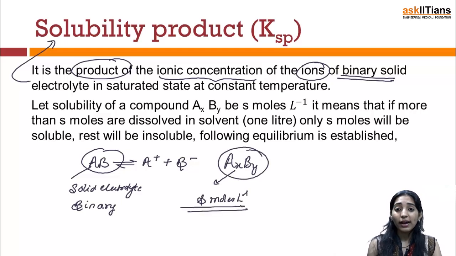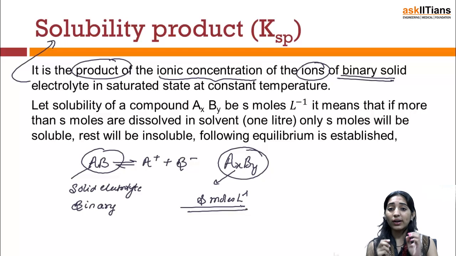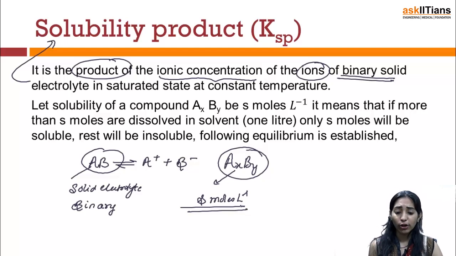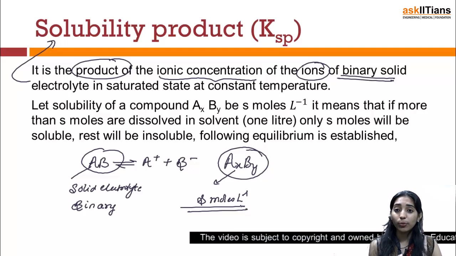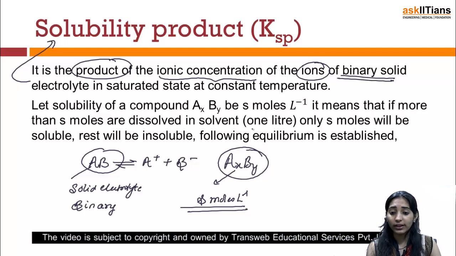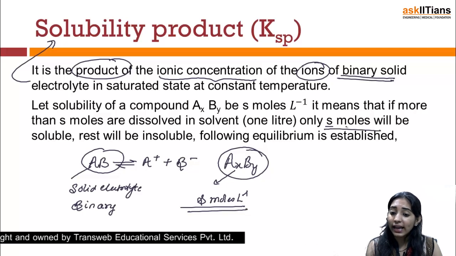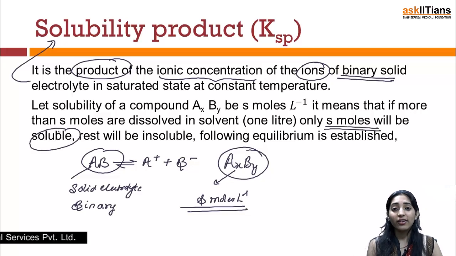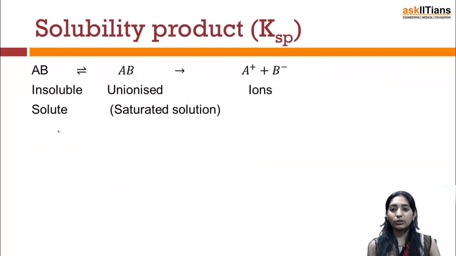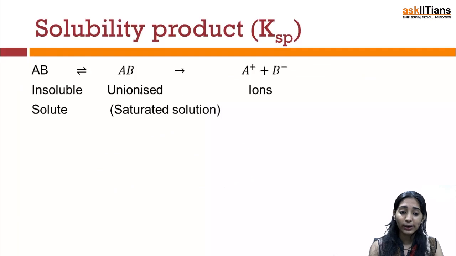Now what do we mean when I say that the solubility of any compound is S moles per liter? That means if in 1 liter of the solvent you are dissolving S moles of AxBy, it will be properly soluble. But if you dissolve more than S moles in that 1 liter of solvent, only S moles will be soluble and the rest will remain insoluble, and there will be an equilibrium established. Let's see how this is dealt with in the case of ionic equilibria.